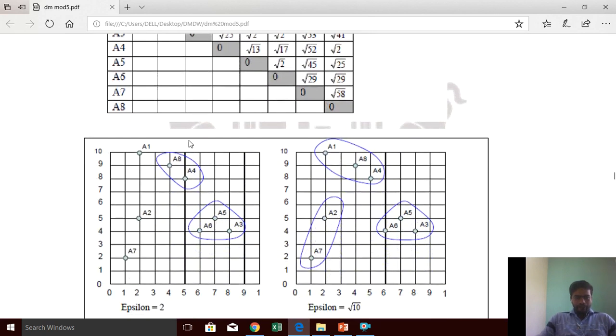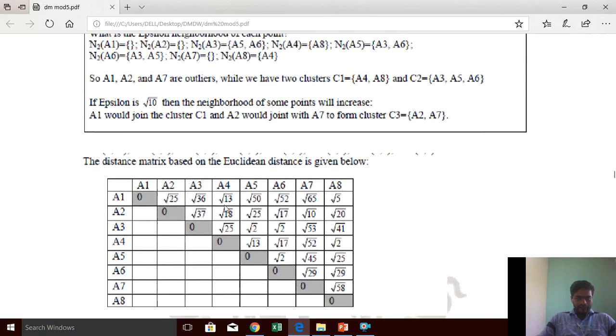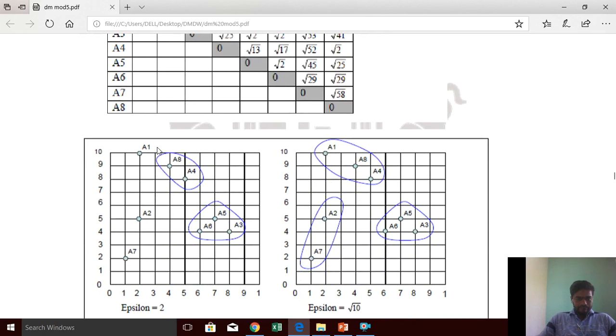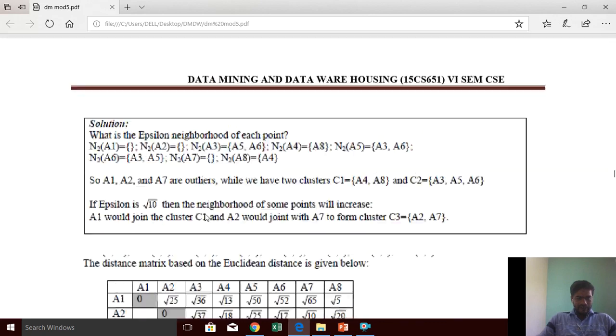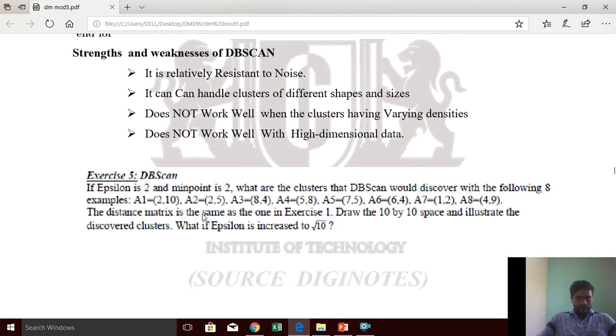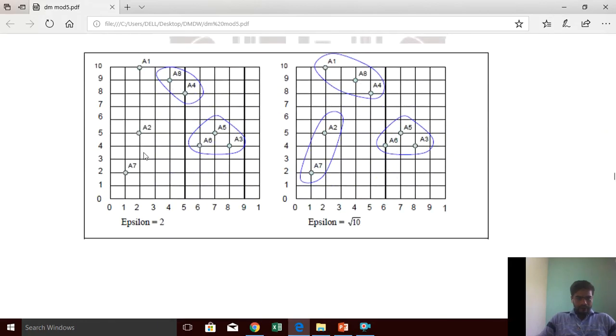Okay, so now if I draw the points for this, A1 is here, which is null. A2 is also null, whose value is here, then A7 is here. What is the value of A1? A1 is 2, 10. A2 is 2, 5. A7 is 1, 2.